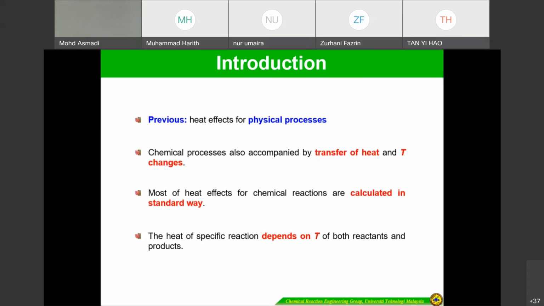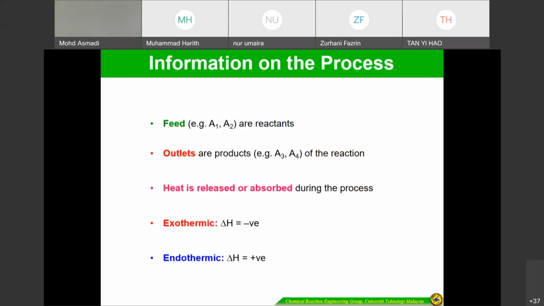So please remember, most of the heat effect of a chemical reaction is calculated in the standard way. So there is a standard condition. And the heat of a specific reaction depends on the temperature of both reactant and product. So if A plus B equals C plus D, there are reactants and also products. You have to remember the stoichiometry, and whether you want to use positive or negative for the heat of reaction.